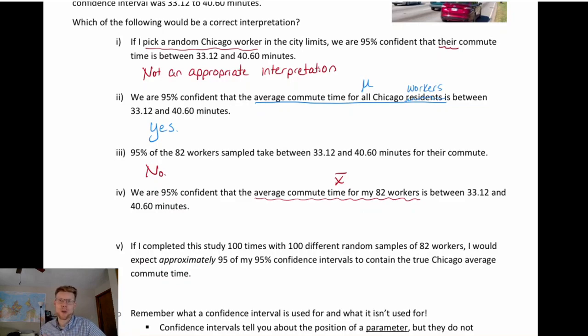We're making a confidence interval for Chicago workers. So let's just pretend that's what it says, so that it works.